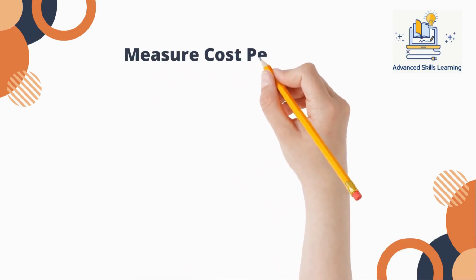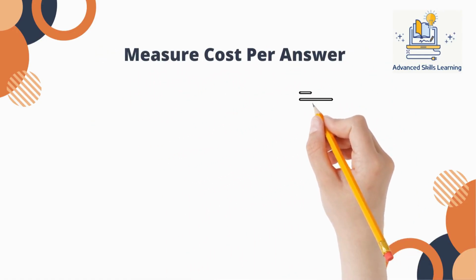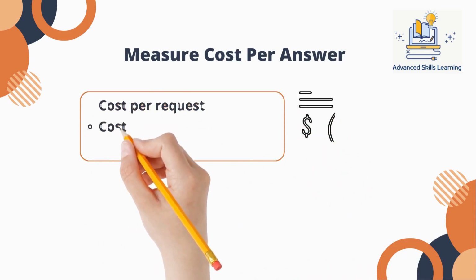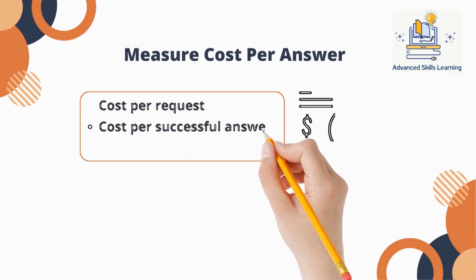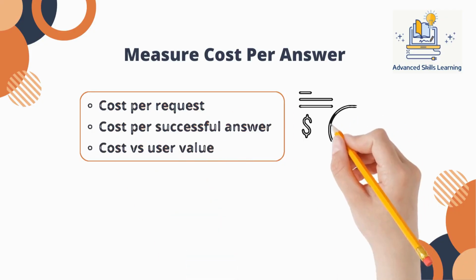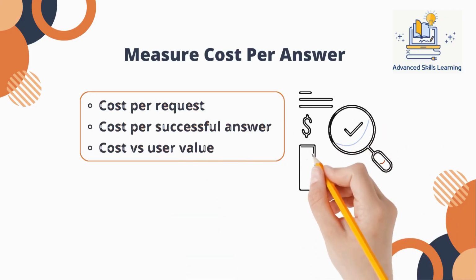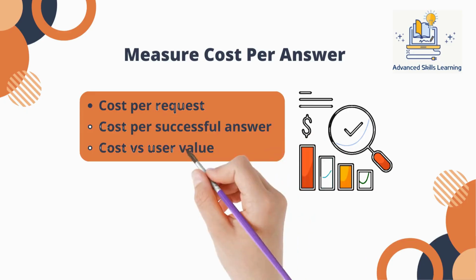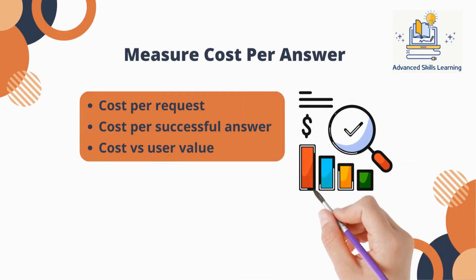Finally, measure the right thing. Don't just track cost per request. Track cost per successful answer. Track cost relative to user value. A slightly more expensive request that actually solves the problem is cheaper than a failed response that triggers retries and follow-ups. Cost visibility should exist at the same level as latency and accuracy.